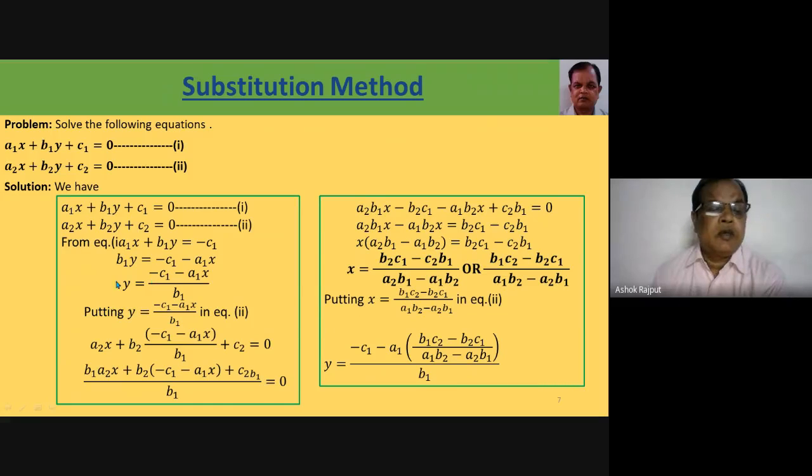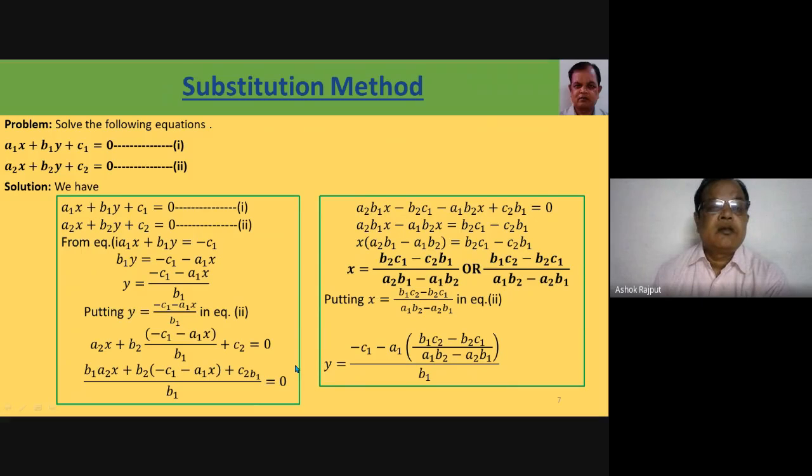Now it is the value of x, so we put this value in the next equation, y equal to minus c1 minus a1x by b1, as we found it here, and find the value of y. Till here, have you understood? It is very interesting.